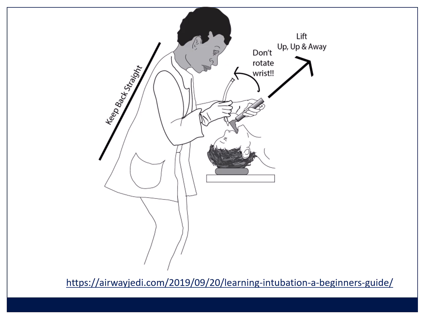And that's the position that you need to be in. This diagram is taken from Airway Jedi. There's the reference. Go and read that. It's a very nice reading that you can look at about intubation. Keep your back straight. Don't rotate your wrist, and lift up and away in that direction. That rotation of the wrist is what we start doing when we are in trouble and we can't see. We're trying to see around the corner. And generally what you've got to do is position your laryngoscope blade better, not try and rotate it upwards.